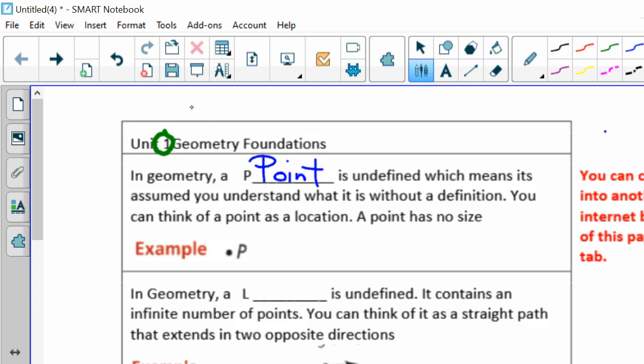So the word point is undefined. I mean, I have no definition for it. We just have to assume that you know what it means. I mean, you probably have a good idea what a point is. You've learned it in other classes. But we're going to say a point is undefined, which means it's assumed you understand what it is without me writing down a definition. You can think of a point as a location. A point has no size. This is the notation that I would write down if I wanted you to go find point P.